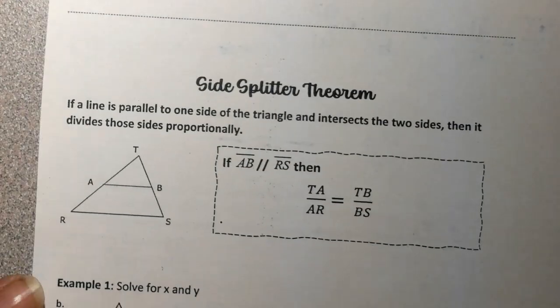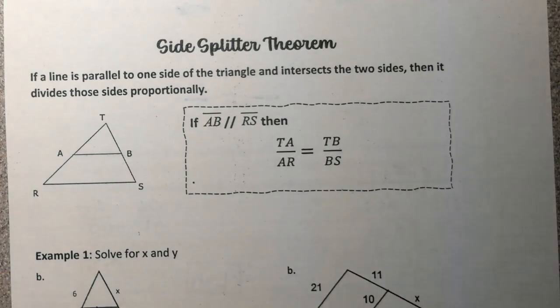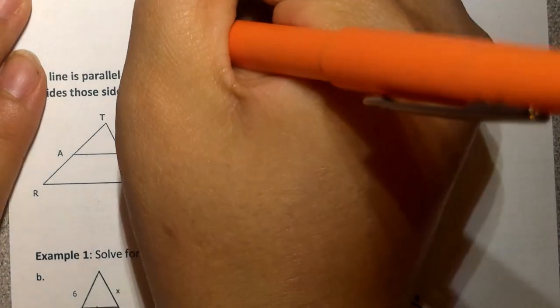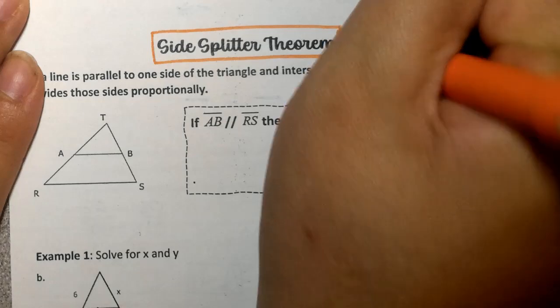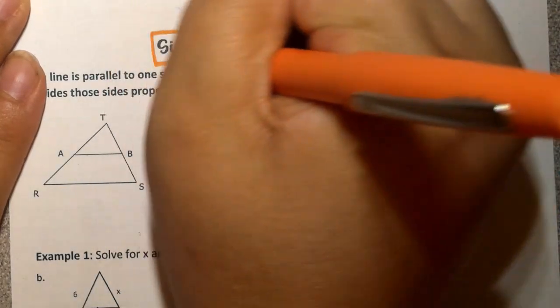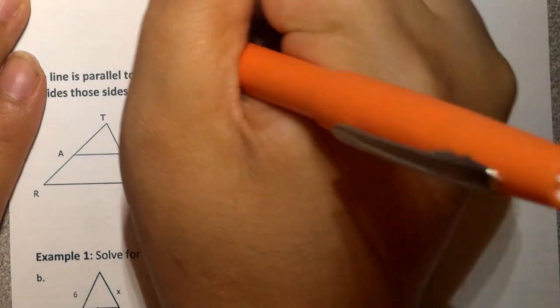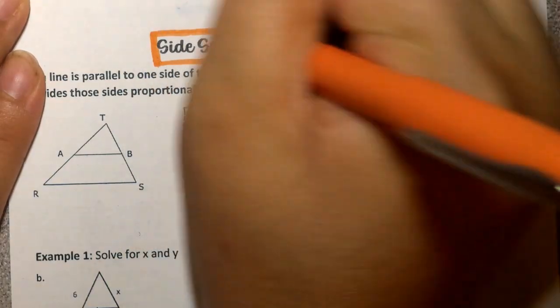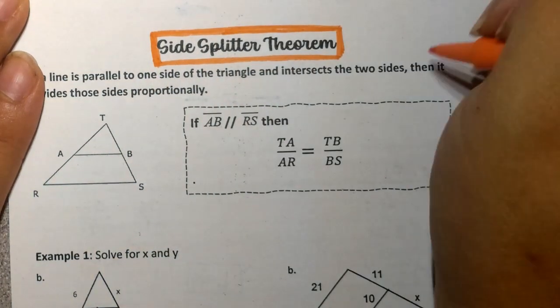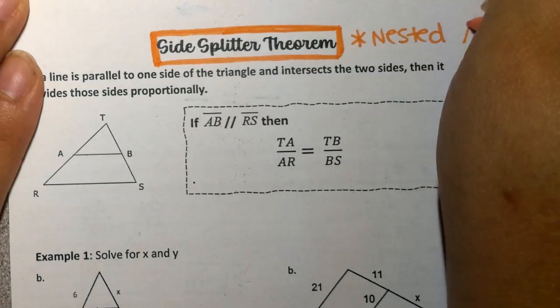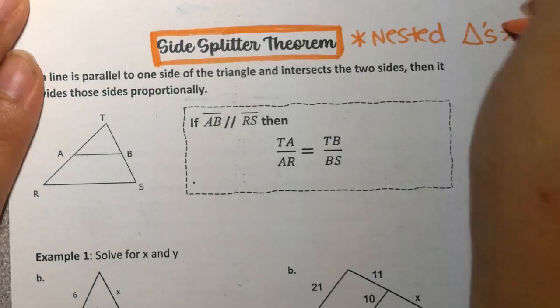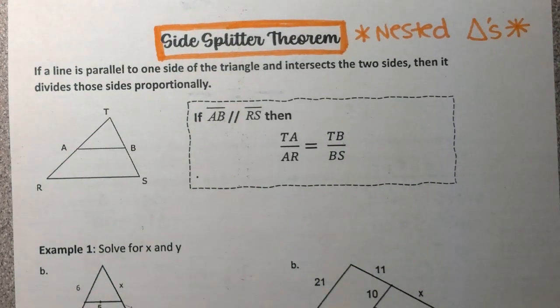I don't see anybody else writing, so I'm going to flip. All right, the other theorem that we are going to use is the side splitter theorem. Everybody box this and star it. Side splitter theorem, in my opinion, is a shortcut. You are only going to use side splitter theorem if you have nested triangles. What are nested triangles? A triangle inside of a triangle. Remember we did that yesterday?